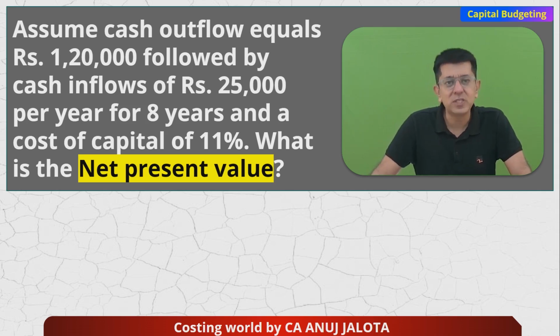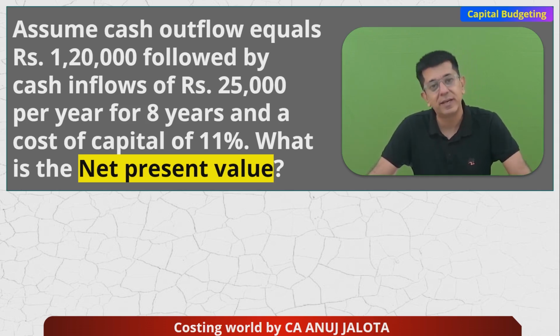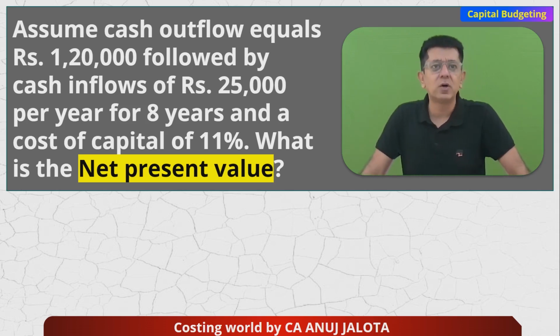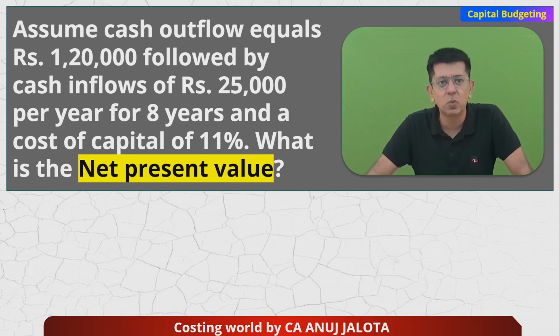Okay, so you're going to be spending 1,20,000 today. That is going to be your investment or outflow, and you're going to be getting 25,000 rupees for 8 years, and your discounting factor or COC is 11%. They're asking you what is going to be the NPV. Might be the simplest question.